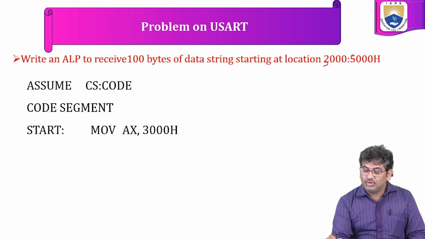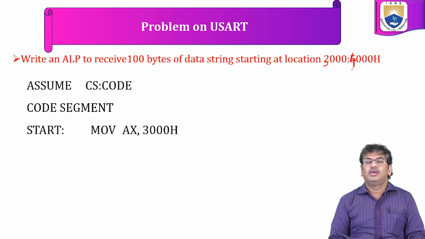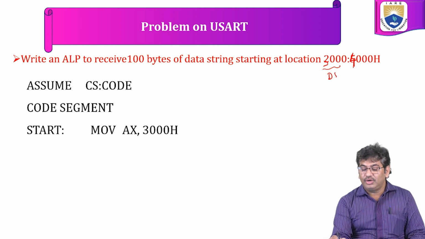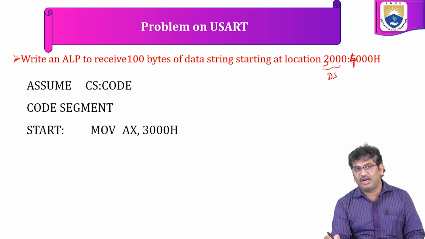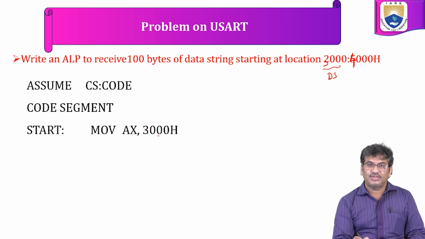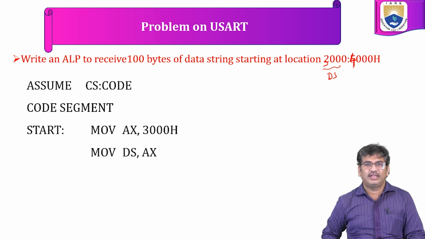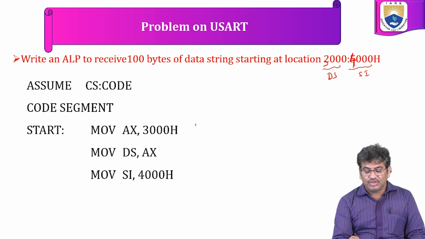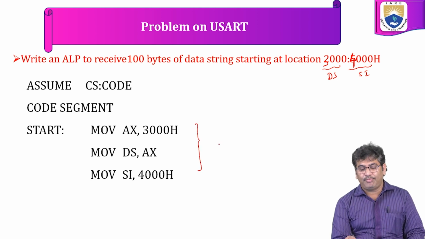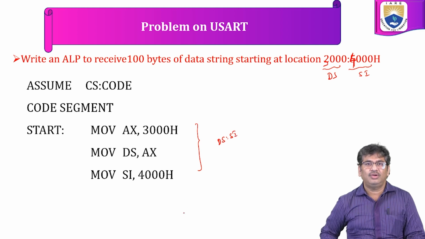This is 3000:4000. So 3000 we are going to load into the DS register, as immediate data cannot be loaded into the data segment register. So first 3000 will be loaded into the AX register. From the AX register, it will be loaded into the data segment register using MOV DS, AX. Next 4000H will be placed in the source index register SI by using the move instruction, MOV SI, 4000H. So these two instructions are for placing the pointer DS:SI, 3000:4000.